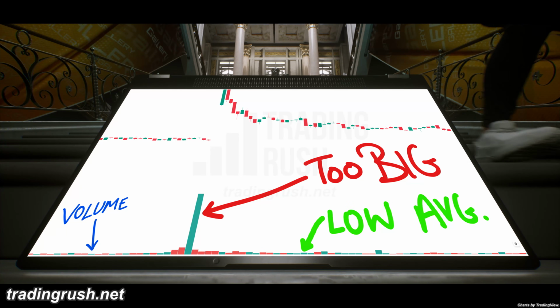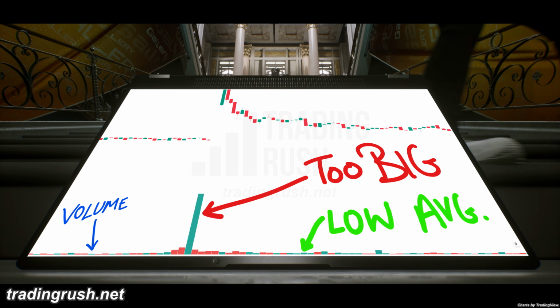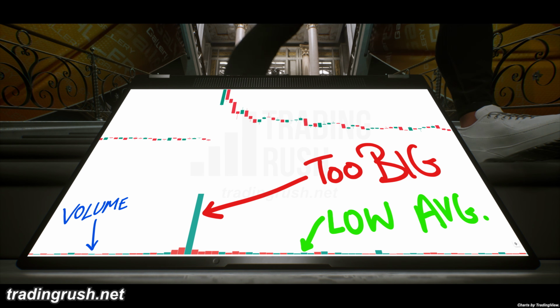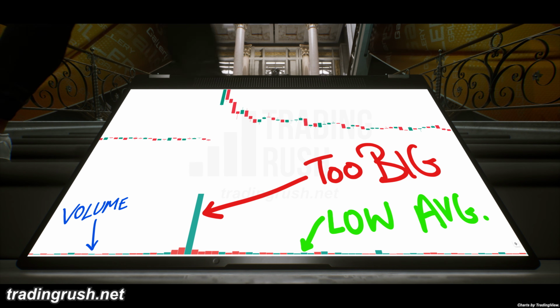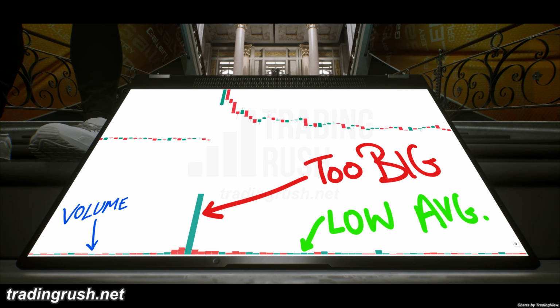14. If a stock has too big volume spike like this, it can mean that the average volume is low. Price action patterns can be less reliable on low volume stocks.